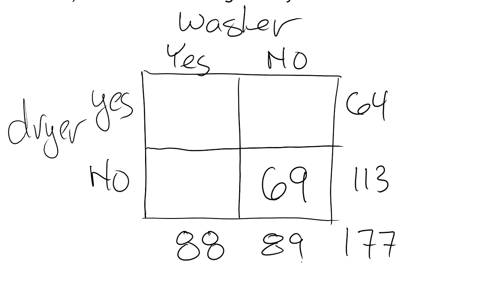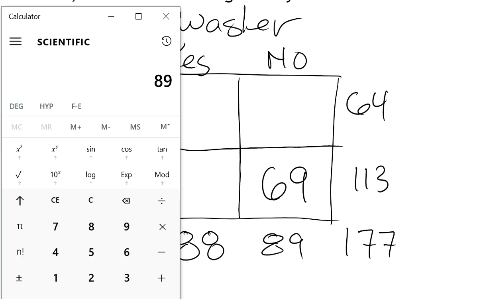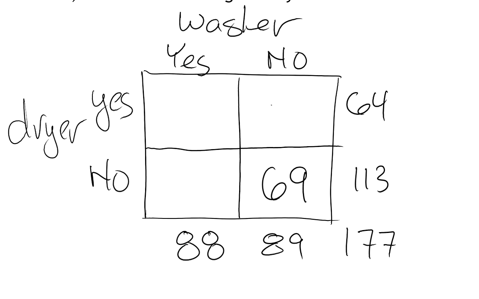Now, I can fill in the yes, no's. I'm going to fill in the no's for the washer. So again, these two numbers have to add up, right? So if I take the 89 and subtract the 69 from it, I get 20. And if I go this way, these two have to add up to 64. 64 minus 20 is 44. So those go together. That's cool.